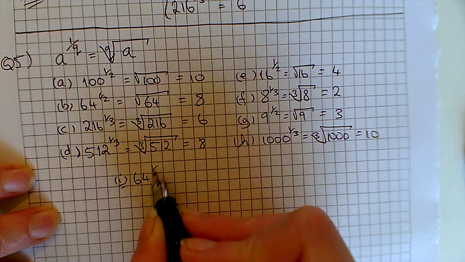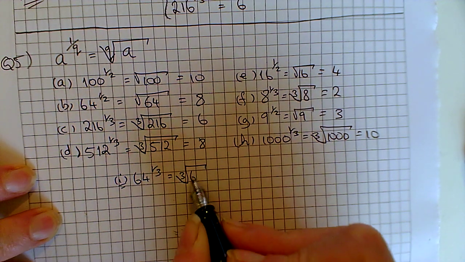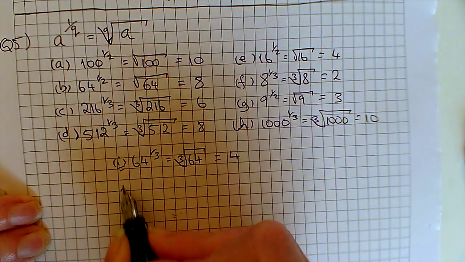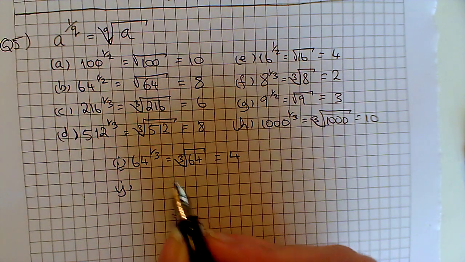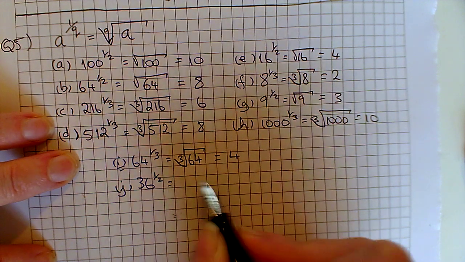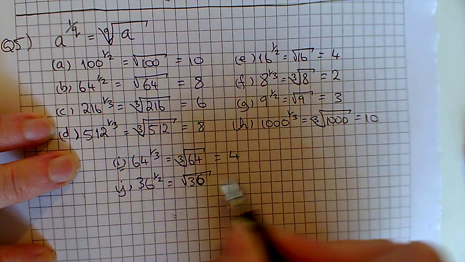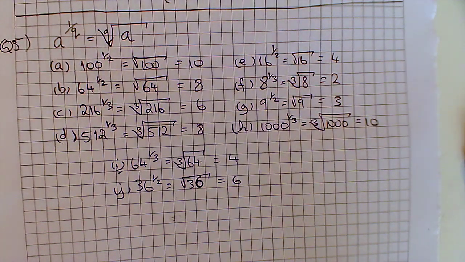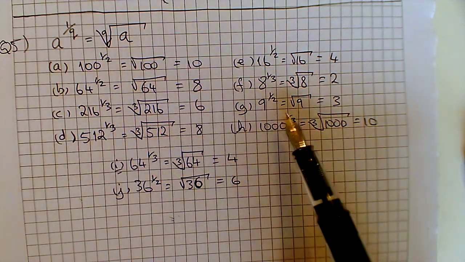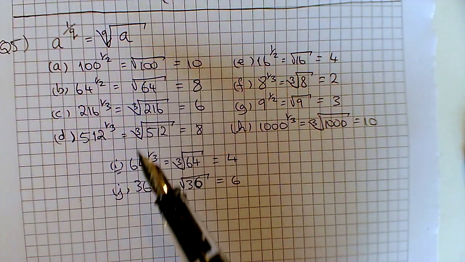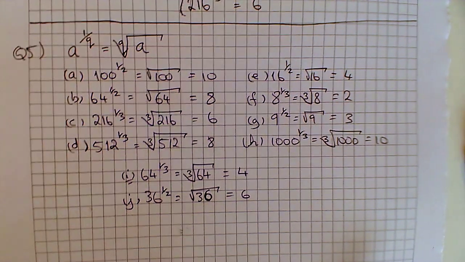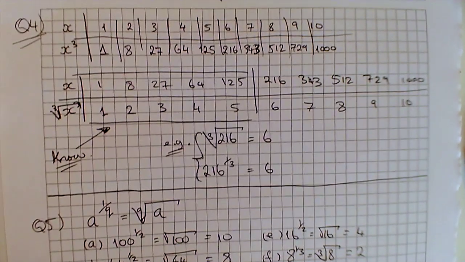64 to the power of a third means the cube root of 64, not the square root. The cube root of 64 was here. It's 4. And the last part was 36 to the power of a half means the square root of 36, which is 6. So what we're doing there is reminding ourselves that these fraction powers with 1 on top represent a square root or a cube root, and you can be asked a fourth root as we did for our notes as well. Okay, so hopefully that's clear before we start to move on to more difficult questions.